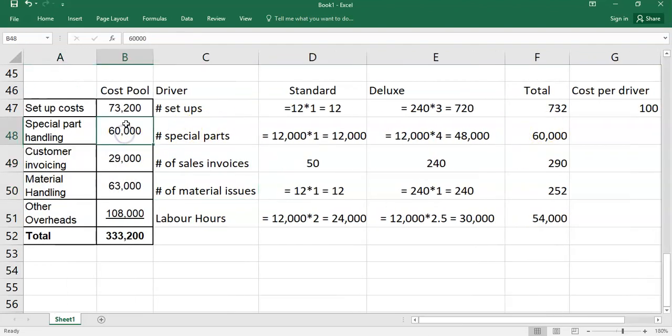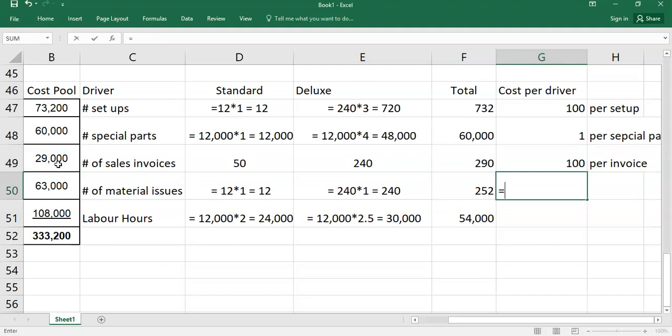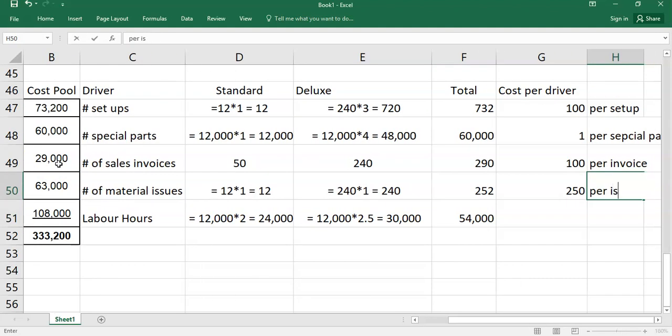Same logic here, 60,000 costs for special parts, and there's actually 60,000 special parts. So that means the overhead cost of a special part is 1. 60,000 divided by 60,000, so it's 1 per special part. The more special parts a product has, an extra euro it's getting. Next one, it'll be 29,000 for invoicing, and there were 290 invoices done, so 100 euro per invoice. Material issues, there was 63,000 for material handling, and there were 252 material issues. So we're saying the average cost of each material issue was 250 euro per issue. And finally then, for the other overheads, it's the 108 divided by the 54. It's 2 euro per labour hour.